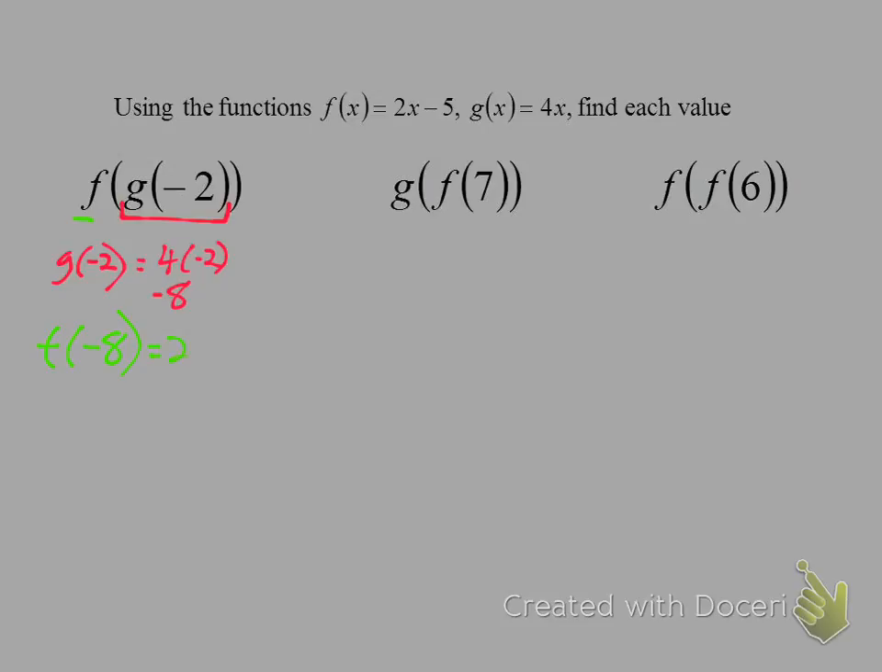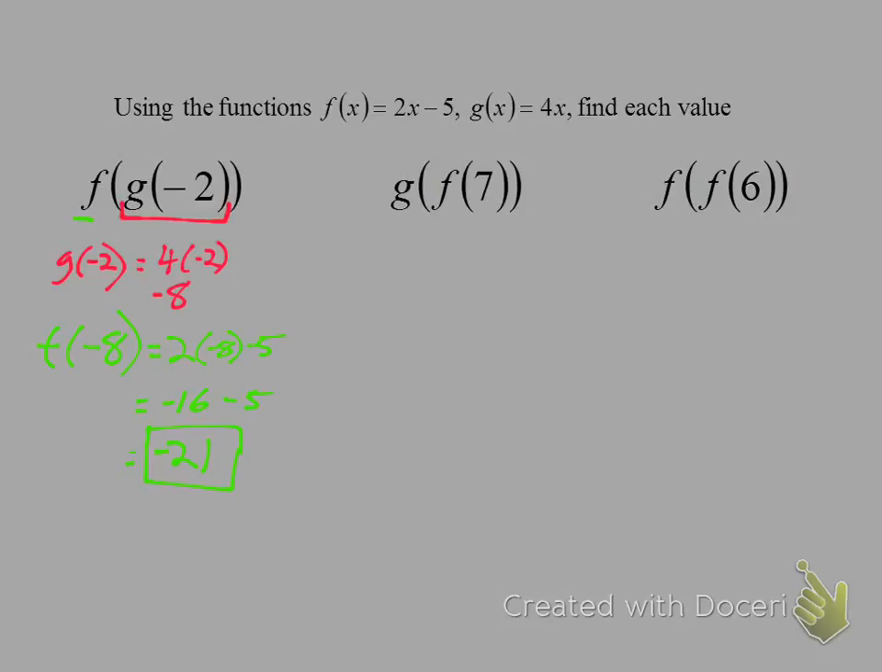So just plug it in, just like normal functions. 2 times negative 8 minus 5, which gives you negative 16 minus 5 to give you negative 21. And that's your final answer. That's what you want. Obviously, if it's an easy function like that, go ahead. They won't all be quick, easy functions like this.